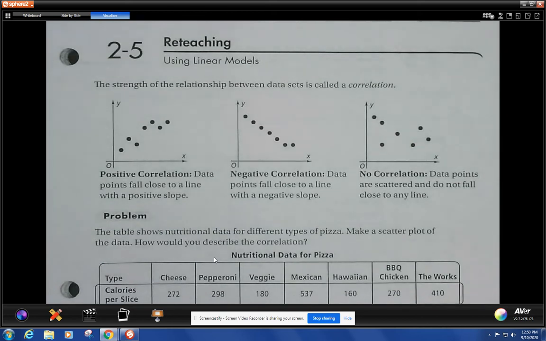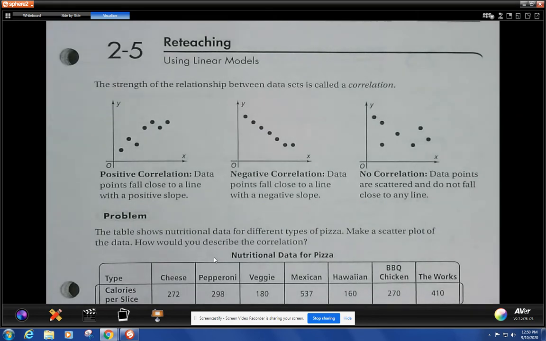All right, guys, we're going to be looking at section 2-5 on using linear models. The goal for this section, the I can statement, is I can write linear equations that model real world data, and I can make predictions from those linear models. So this is going to be a really practical lesson today, as well as something that you're going to see a whole lot on the ACT science test, in a lot of different areas. Okay, so let's just get into this.